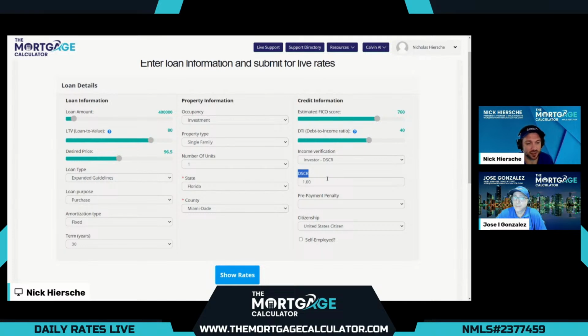If the estimated rents can cover the expenses, aka the property cash flows, that's a ratio of 1 or higher. We even have options for ratios under 1, but for the demo, we'll put 1.5 so we can see all the programs. And finally, prepayment penalty must be selected.